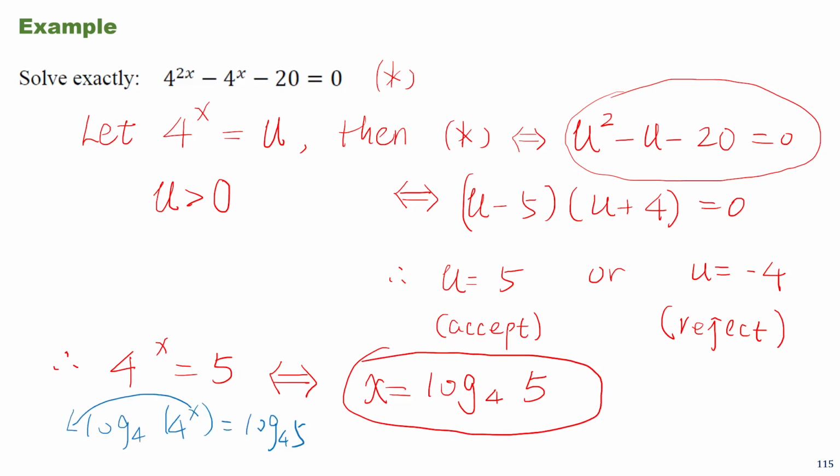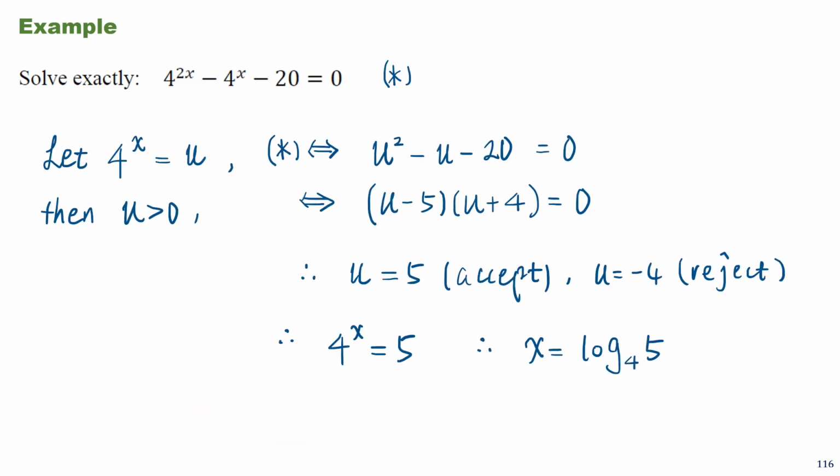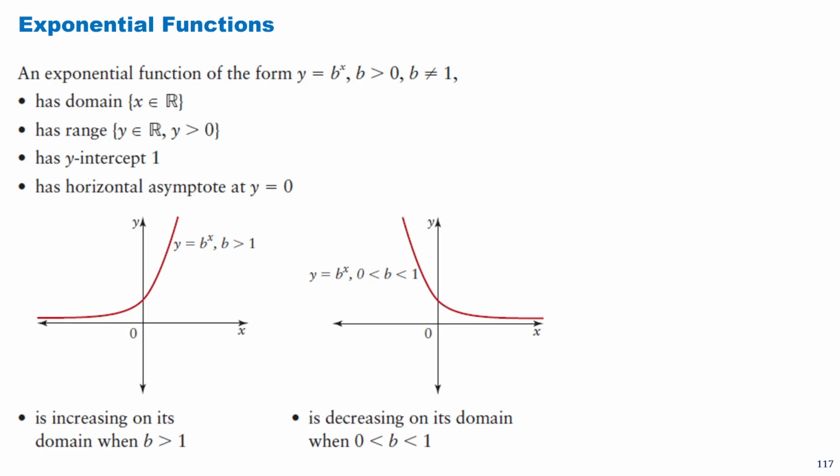Alright, next let's have a look at the properties and graphs of exponential functions, followed by logarithmic functions. For exponential functions, you could have two different types of graphs depending on the base number b. Suppose we have an exponential function of this form, y equals b to the power of x. Of course, the base number b must be greater than 0 and not 1, right? This is the definition of an exponential function.